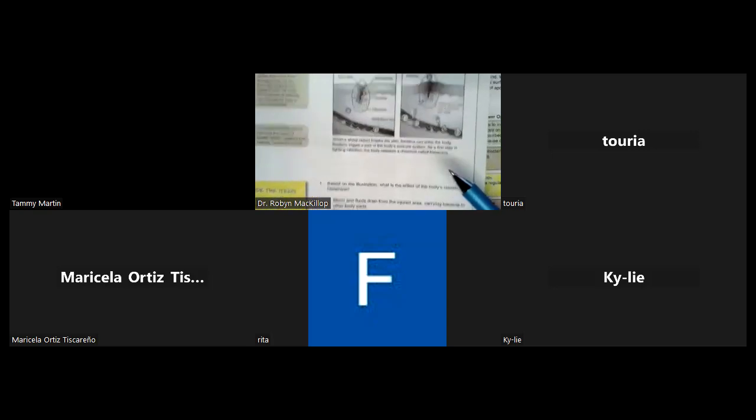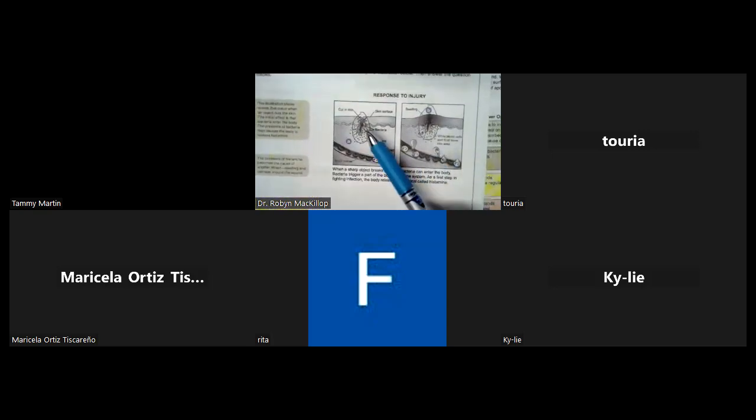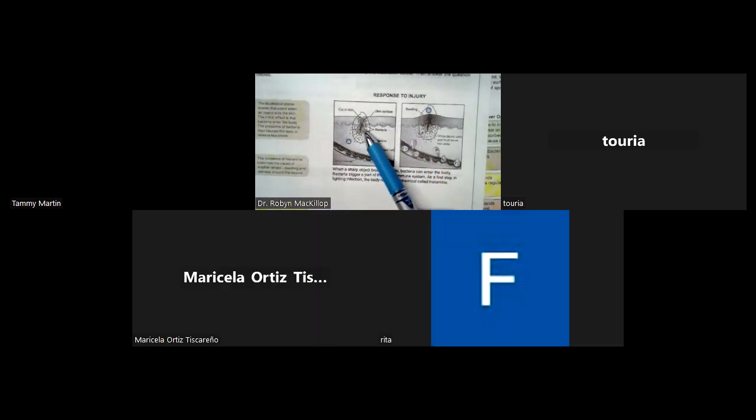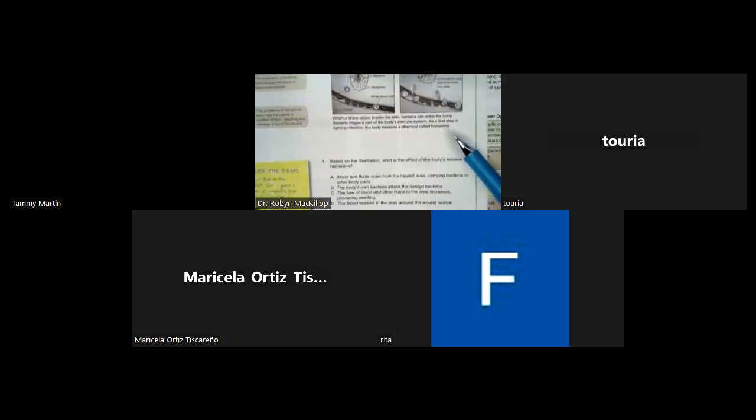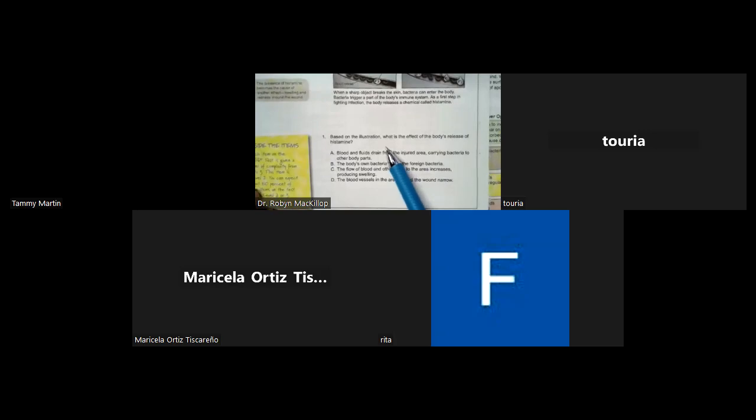All right, here, this is an injury. So cut in the skin. This is the surface of the skin. Here are the bacteria. And that's what we have to be careful of with wounds. The body sends in this histamine, and then they show us a blood vessel with white blood cells. And then the next picture, the white blood cells are heading up because those are your warriors. White blood cells fix things. Based on the illustration, what is the effect of the body's release of histamine?